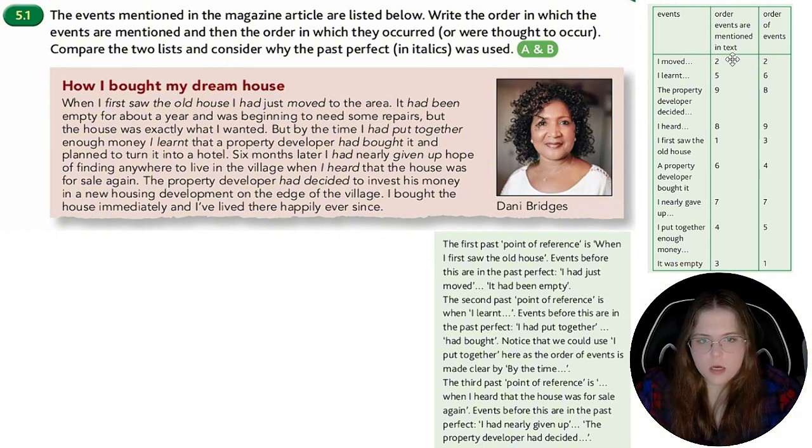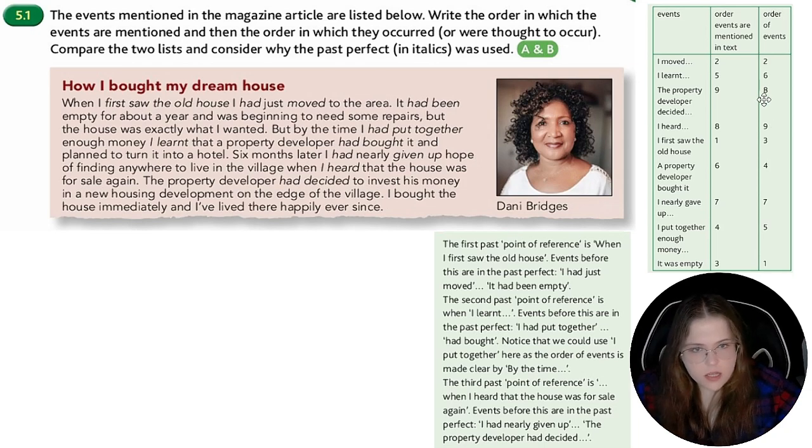Then she nearly gave up. After that, the property developer decided to invest his money in something else, and after that she heard about it. She nearly gave up. Six months later, I had nearly given up hope of finding anywhere to live in the village when I heard that the house was for sale again. The property developer had decided to invest his money in a new housing development on the edge of the village.